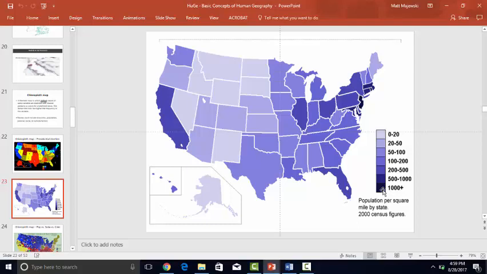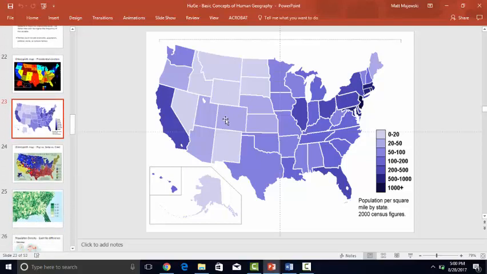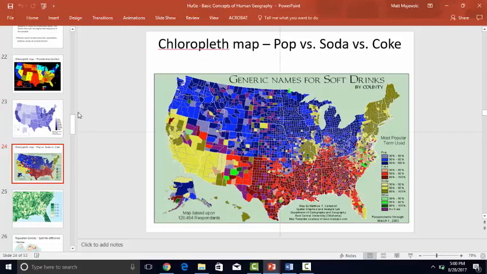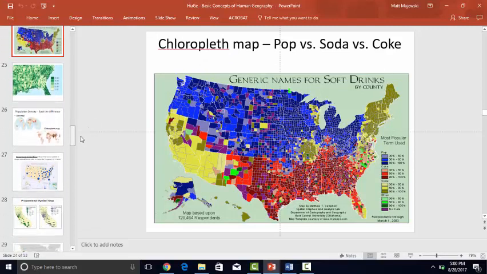So for instance, if we were measuring the number of automobiles that each person owns on this map, then we would look and see the darker areas. Those are the places where people own more cars per person. Lighter areas, people would own fewer cars per person. All right? Choropleth, remember, colors, shades. Darker the shade, the greater the frequency. Lighter the shade, the lower that frequency. That was a choropleth map too. Remember, pop versus Coke versus soda.